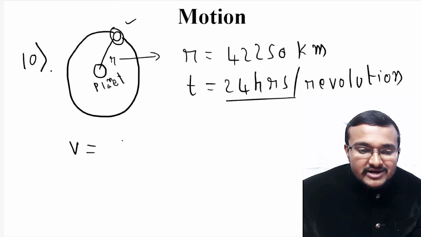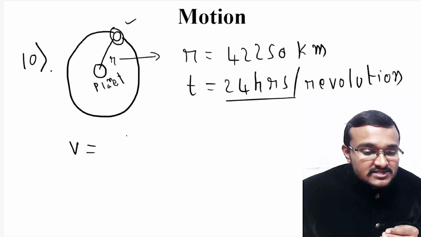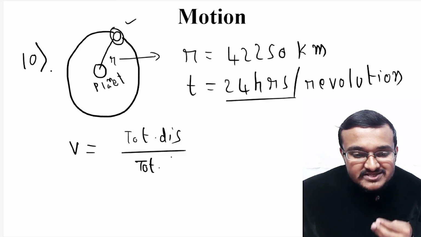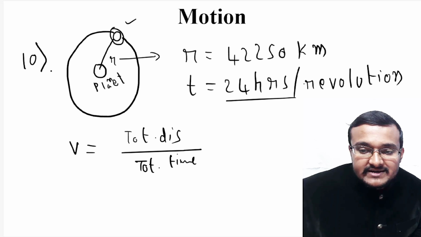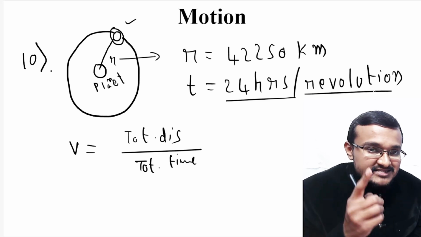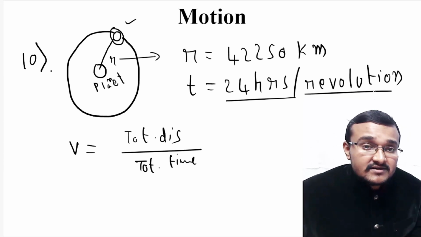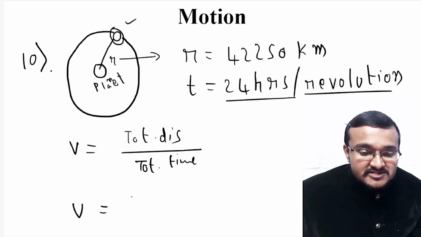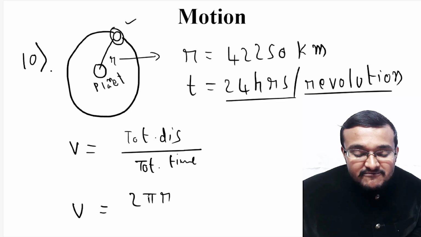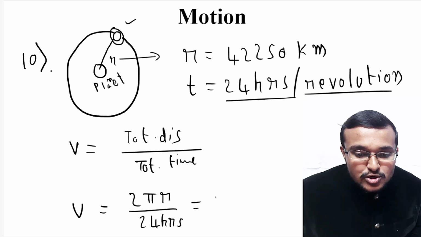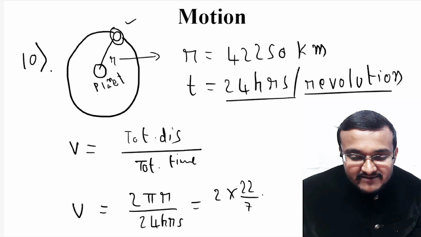So what is the formula to calculate velocity? Simply, total distance divided by total time. So what is the total distance? Here they have given the time for one revolution. That means it has covered one complete revolution, so the entire circumference of that circular path can be considered as the total distance. And what is the formula for circumference? The formula for circumference is 2 pi r, and total time taken is 24 hours. So now 2 into 22 by 7 into 42,250 kilometer divided by 24 hours.